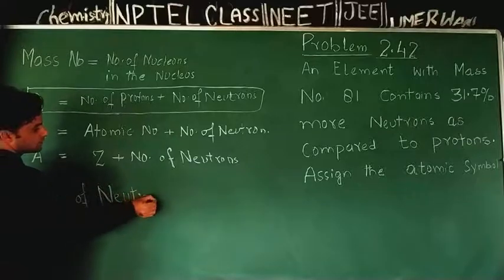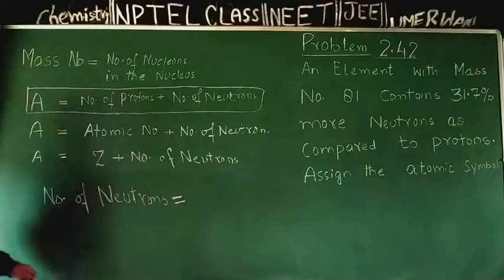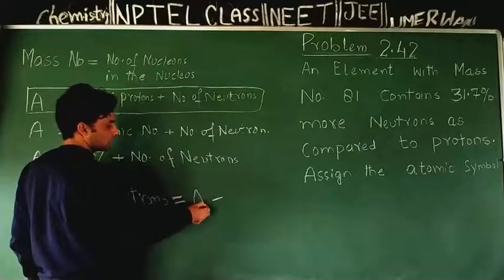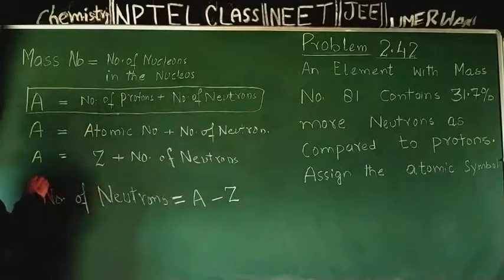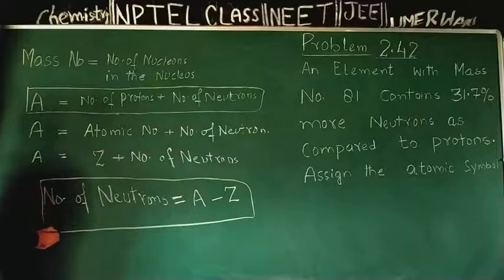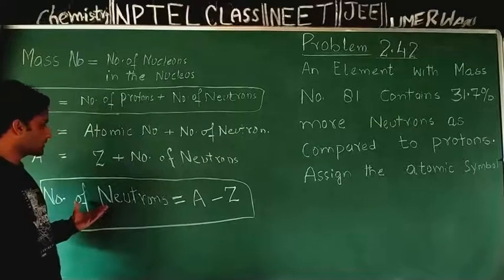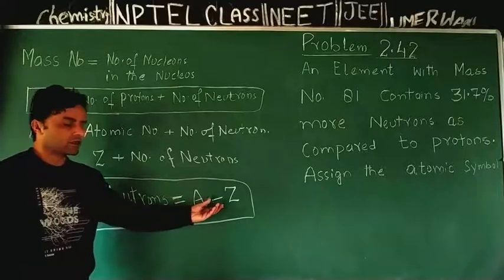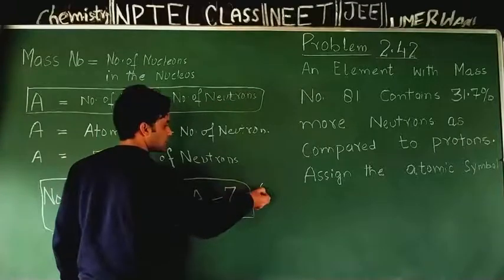Number of neutrons is equal to, for any element, number of neutrons is equal to difference between its mass number and atomic number, which is represented by Z. This equation applies to any atom. For any atom, number of neutrons present in it is equal to difference of its mass number A and atomic number Z. I will mark this equation as equation 1.